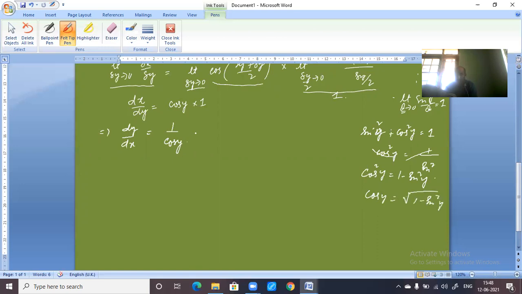So I can replace this as 1 divided by the root of 1 minus sine square of y. But why am I taking only the positive sign? Here I actually have plus minus, but I'm taking only the positive sign. Why am I taking the positive sign? Note that also.